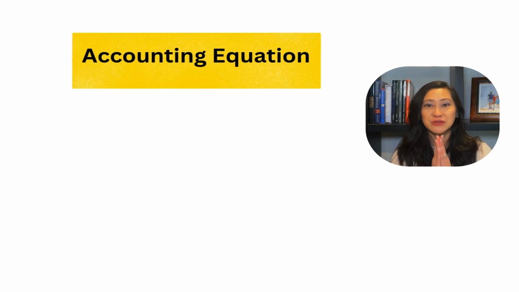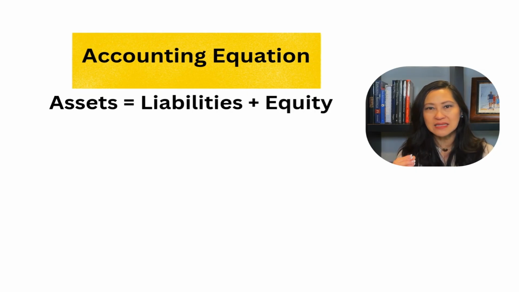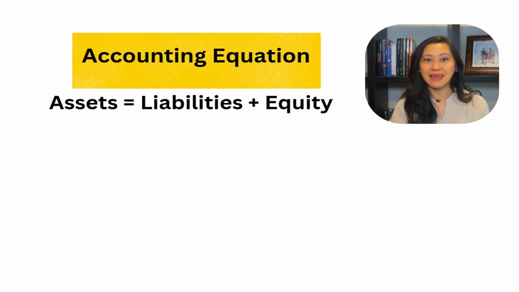This brings us to double entry accounting. Double entry accounting says every transaction must affect at least two accounts. Why? Because at any moment in time, your business must always satisfy this equation. Assets equals liabilities plus equity. This is called the accounting equation, and everything in QuickBooks is built on it. Let me explain this in plain English.